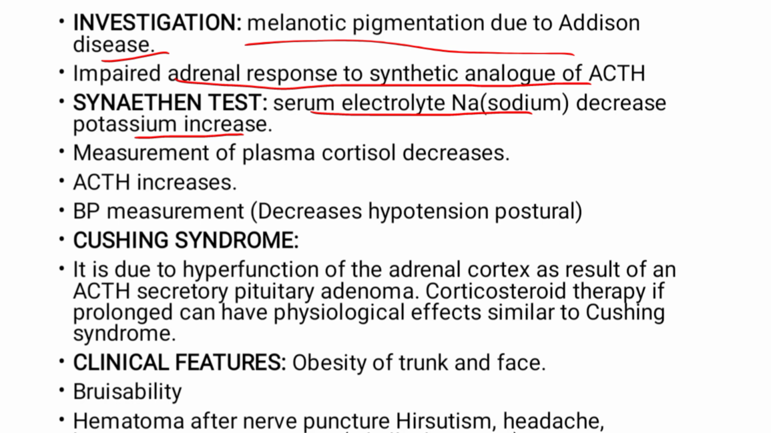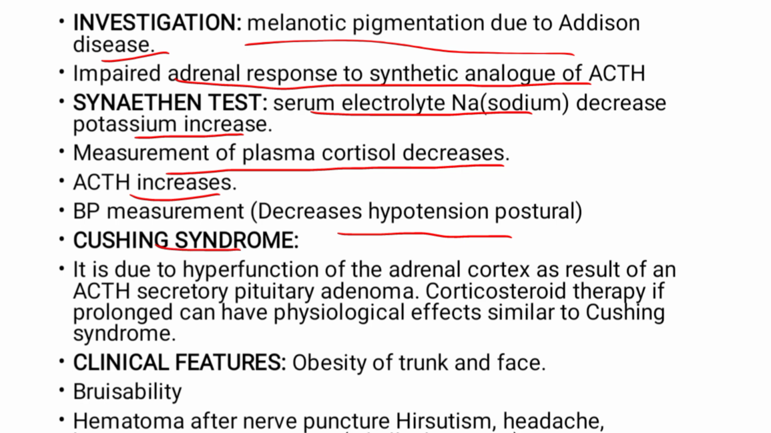Then measurement of plasma cortisol, which will also decrease. You check your plasma level also. Your ACTH will be increased. Your BP is also decreased because there is a decrease of sodium. So check your sodium, potassium, plasma cortisol levels, ACTH levels. Also check your blood pressure.